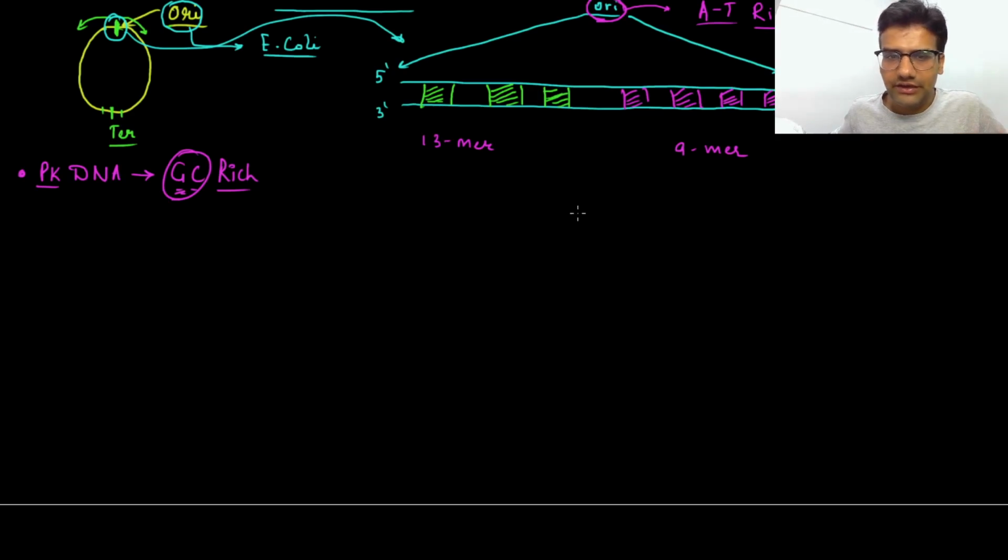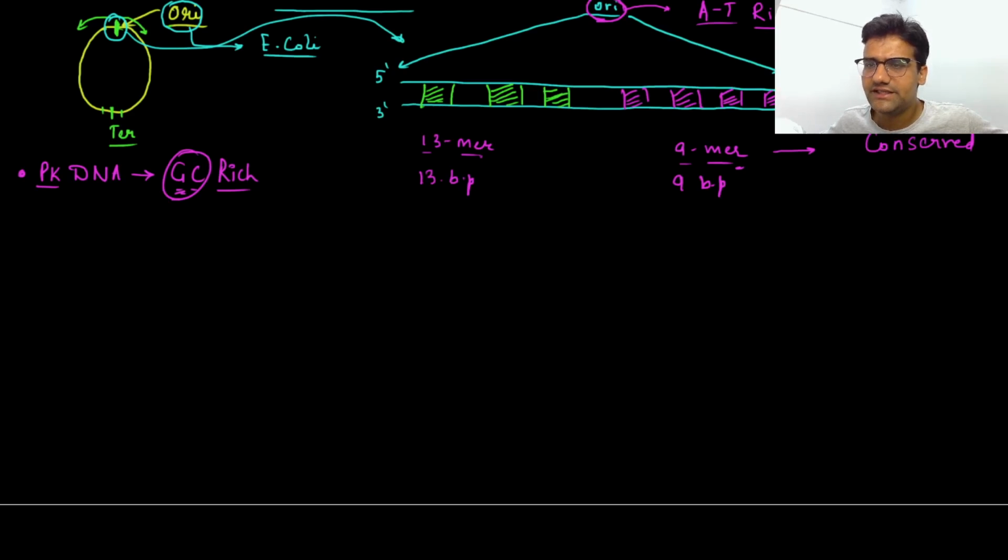Now let's come to another point, 13 mer and 9 mer sequences. That means these are basically 13 base pair sequences and these are basically 9 base pair sequences. These Mer sequences are basically conserved in nature. What do you mean by conserved in nature? It is also known as 13 box or 9 box. So the ORI sequences and these 13 Mer and 9 Mer sequences are where the process is going to start at these points only. And these sequences are conserved in nature.